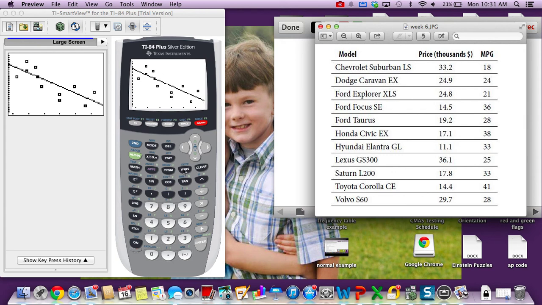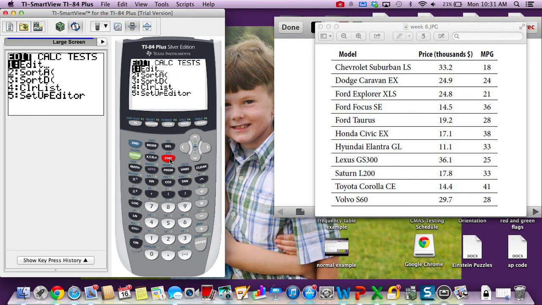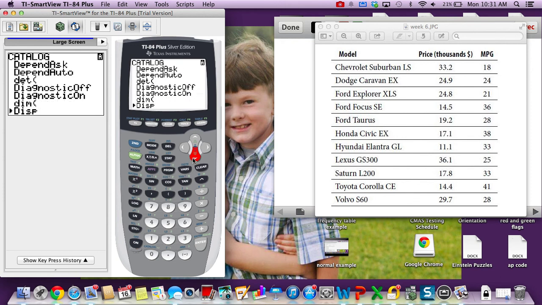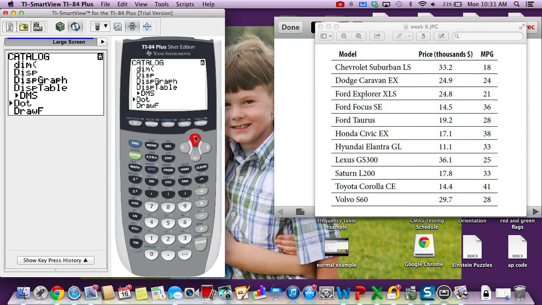Now, in order to verify that trend, notice that when I did that calculation, it didn't give me my regression statistics, which means my diagnostics are not on. So I want to go to my catalog, and I'm going to go to diagnostics. I need to find the D here. There we go. Remember, there is a video that she shows you how to do that.